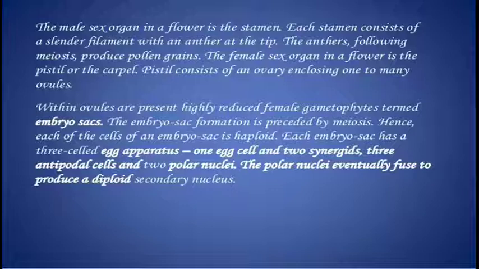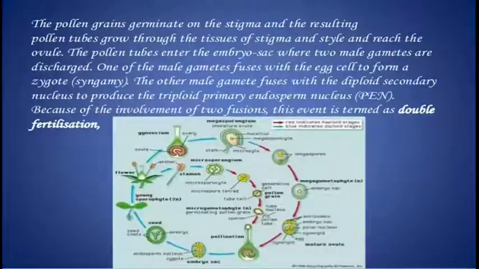The male sex organ in a flower is the stamen, which consists of a slender filament with an anther at the tip. The anther produces the pollen grains, and the female sex organ in a flower is the pistil or the carpel. Pistil consists of an ovary enclosing one or many ovules. The pollen grains germinate on the stigma and the resulting pollen tubes grow through the tissue of the stigma and style and reach the ovules.